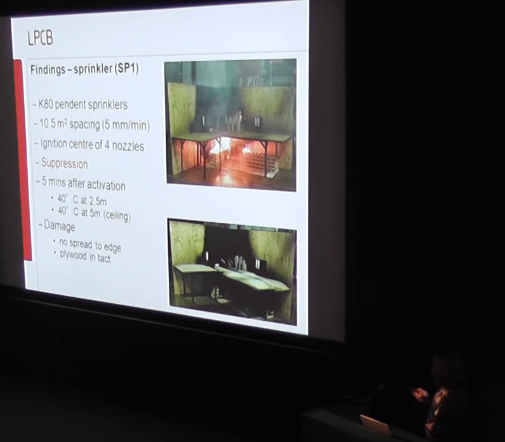What was measured? We had thermocouples. You can see that line there, that's a tree with thermocouples on, for measuring temperature. At 2.5 metres, which is about here, we were measuring 40 degrees in the corner area, and at the ceiling about 40 degrees too. So we've got very good control, very good suppression.